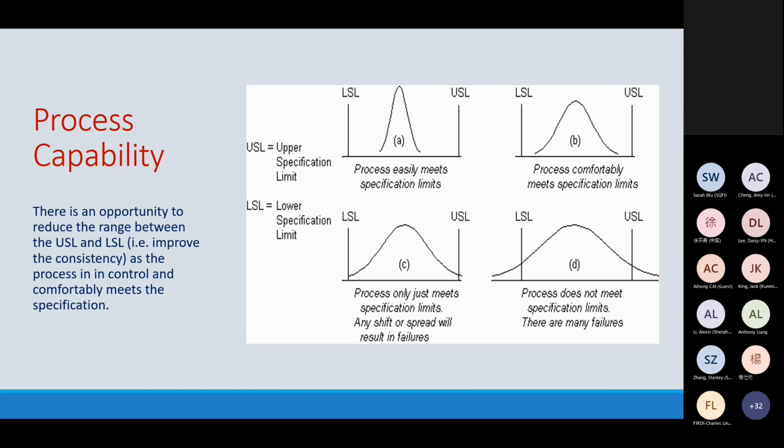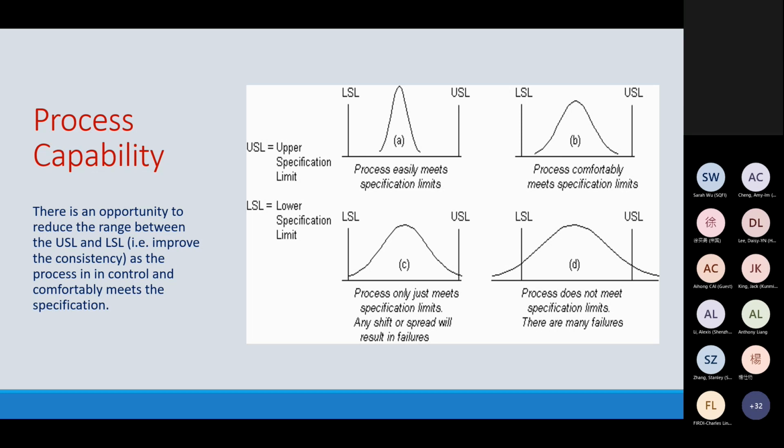Process capability, pretty straightforward. LSL, by the way, is lower specification limit, USL, upper specification limit. If you look at the top left-hand drawing, the process easily meets the specification limits. It's always well within the specification limits. Now, the opportunity there is for that business to reduce their range of specification limits. In other words, increase the LSL and reduce the USL so that they've got more competitiveness in the market.